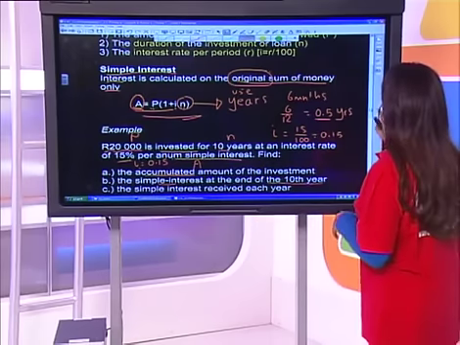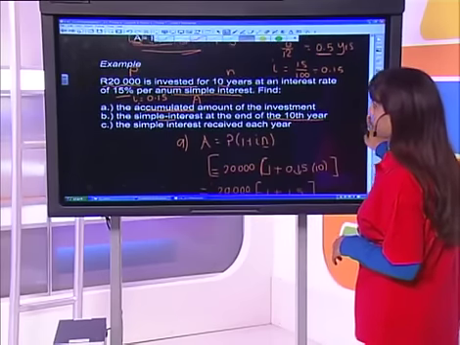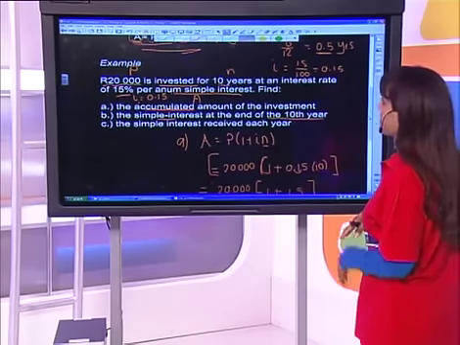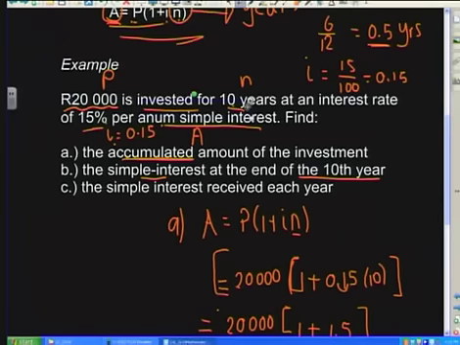Okay. All right, so in this question we were given that we had an original amount of 20,000, we had N as 10 years, and we had an interest rate of 15% per annum. Now remember, when we want to find the accumulated amount, which is what part A asks us to do, we need to use the formula A is equal to P times in brackets 1 plus I N.